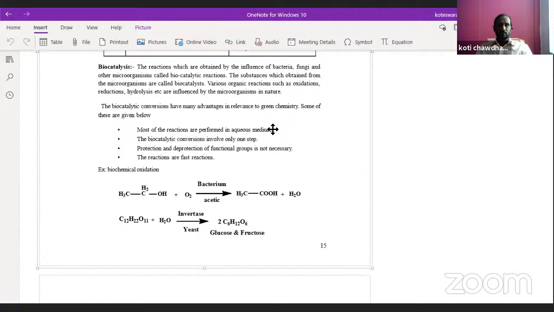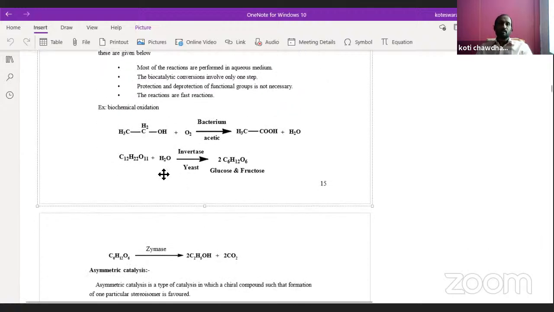Next, protection and deprotection of the functional group is not necessary. This is a major difficulty in green chemistry or chemical synthesis, because wherever protection and deprotection are required, additional steps are required. Therefore, it is not necessary in the biocatalyst process, and it is also a green process. The reactions are fast compared to the others. Therefore, the energy requirement and time consumption also decrease. Therefore, it is also a green process.